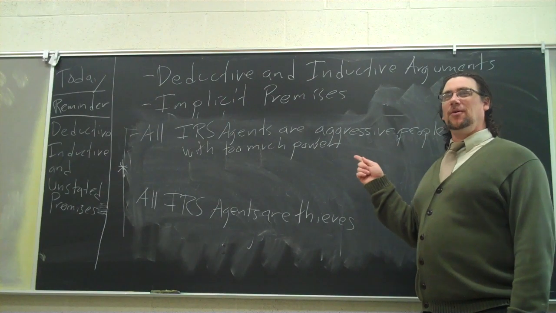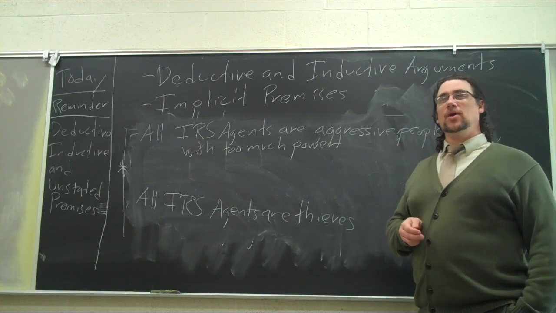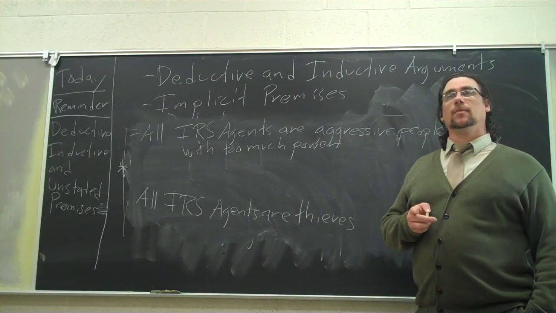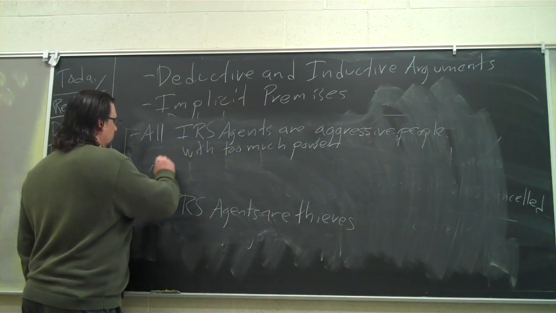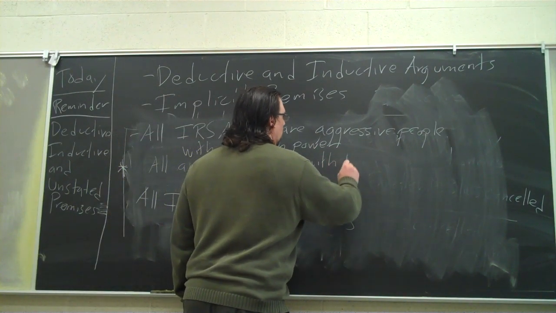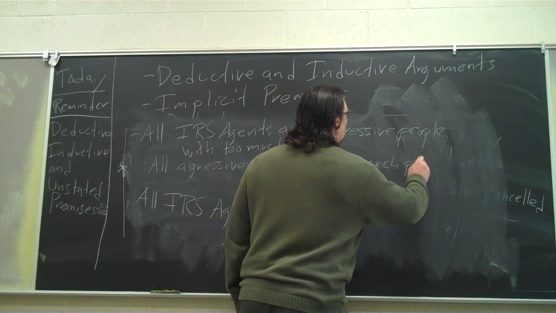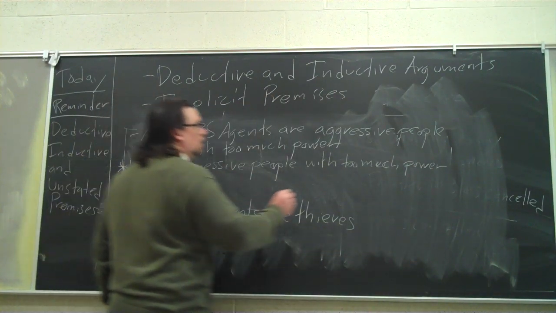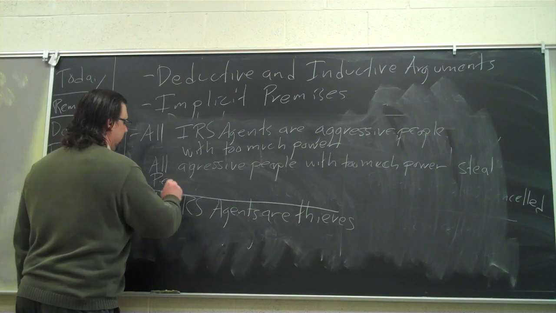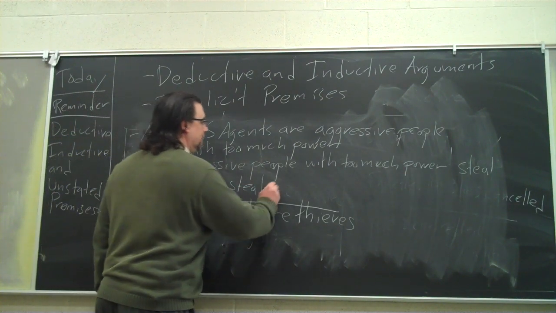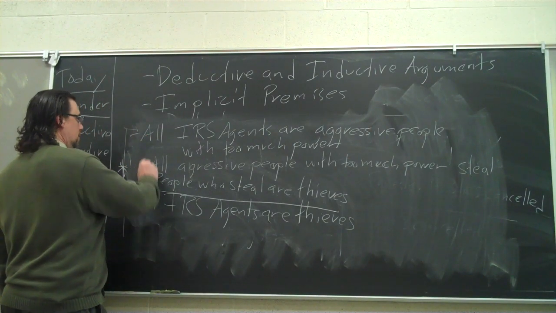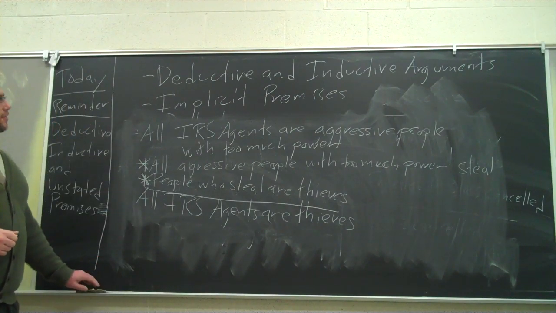We need some sort of universal rule, because we're working with a deductive argument. We need some sort of universal rule that's going to get from them being aggressive people with too much power to being thieves. All aggressive people steal. All aggressive people, yeah, that'll work. All aggressive people with too much power steal. Deal. Now, notice that we still have to assume one more thing, a definition. People who steal are thieves. And so we have two implicit premises here, two unstated premises.